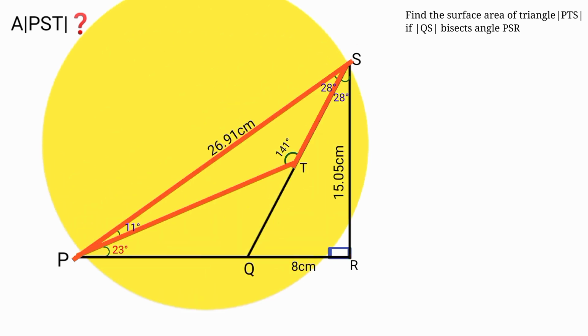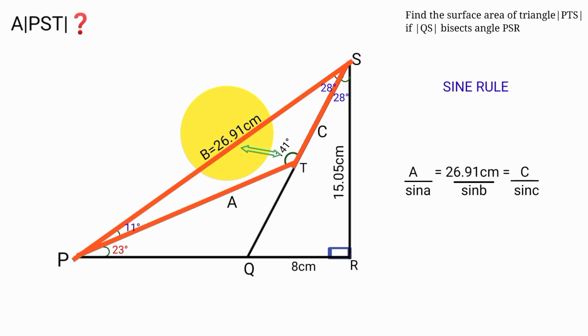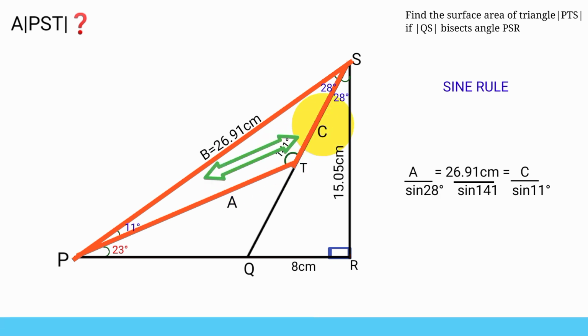Now from this triangle, since we have the sizes of all the angles and the length of one side, we can use the sine rule, which is A over sine A equal to B over sine B equal to C over sine C, to find the length of the other sides. Let this side here be A, this B and this C. But B we see is 26.91 centimeters, and the angle facing it is 141 degrees. The angle facing side A is 28 degrees and the angle facing side C is 11 degrees.